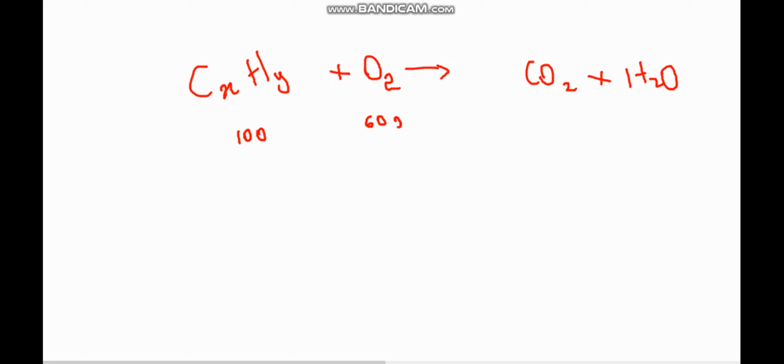So what you have to use here, since these are gases, from the gas laws you know PV equals nRT. So when everything else is constant here, you can proportionate the volume to the moles. So you can take the volume directly as moles and work it like a stoichiometric reaction.